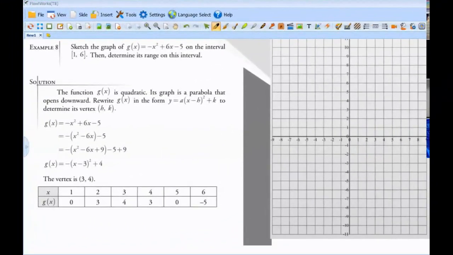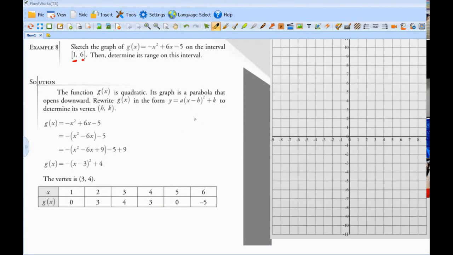Okay. So sketch the graph of g of x, negative x squared plus 6x minus 5 on the interval of 1 to 6. So meaning to say that we have to graph it with these intervals only. 1 until 6. So 1, 2, 3, 4, 5, 6. So the function is a quadratic. So in this graph, it is a parabola.